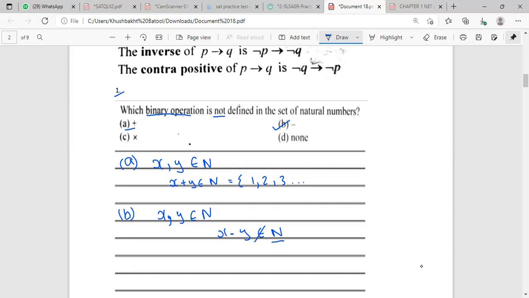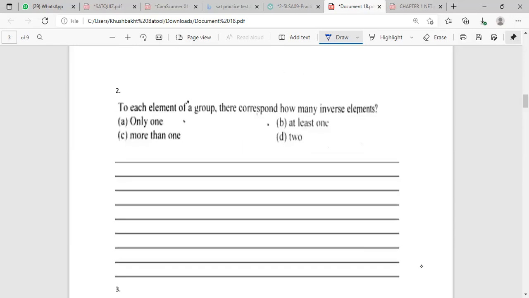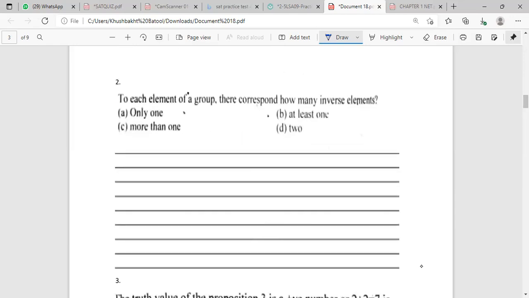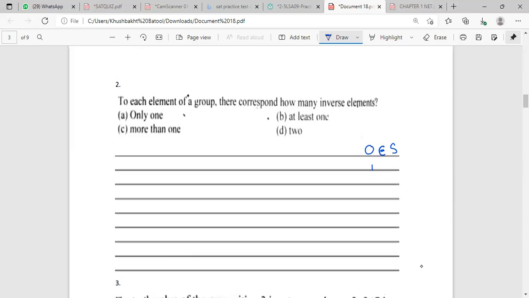Right. So let's talk about another example. To each element of a group, there correspond how many inverse elements? We have unique inverses and unique identities. We know that 0 belonging to S and 1 belonging to S are the only identities. So we have unique identities and we have unique inverses.